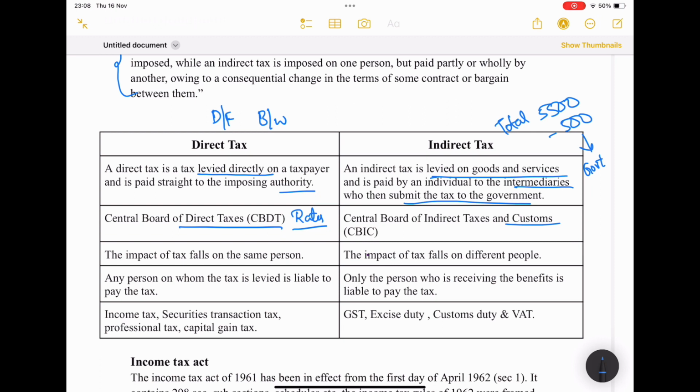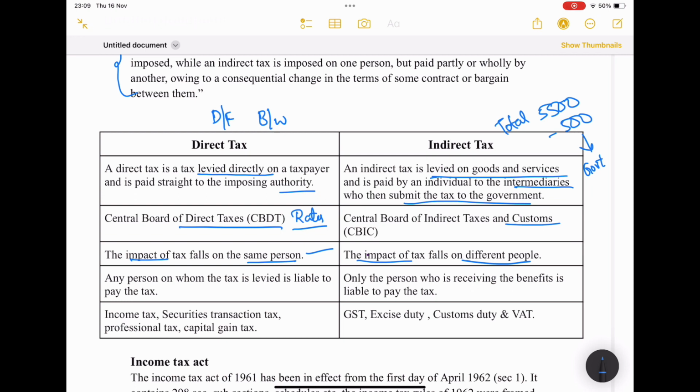So next point, in direct tax the impact of tax falls on the same person. Impact means here the person who is receiving the source, that one. On the same person, I myself am going to pay the taxes. I can't transfer it. In indirect tax, the impact of tax falls on different persons. So it depends, see, here the tax liability can be transferred.